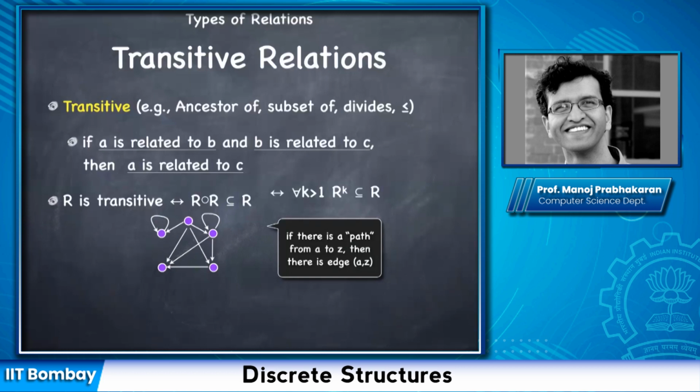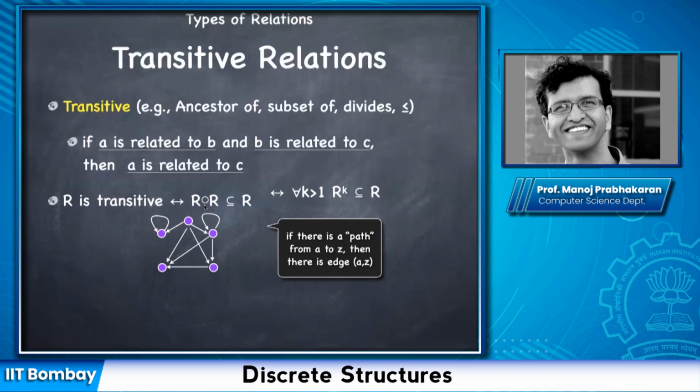Or in other words, in terms of the composition, R composed with R, so 2 times R occurring there, I would call it R square. More generally, I can talk about R to the power K, which just means R composed with itself, and there are a total of K R's there. And what R to the power K consists of are all the pairs that are connected by paths of length K. And what we are saying is that to be a transitive relation, this R to the power K has to be contained in R.